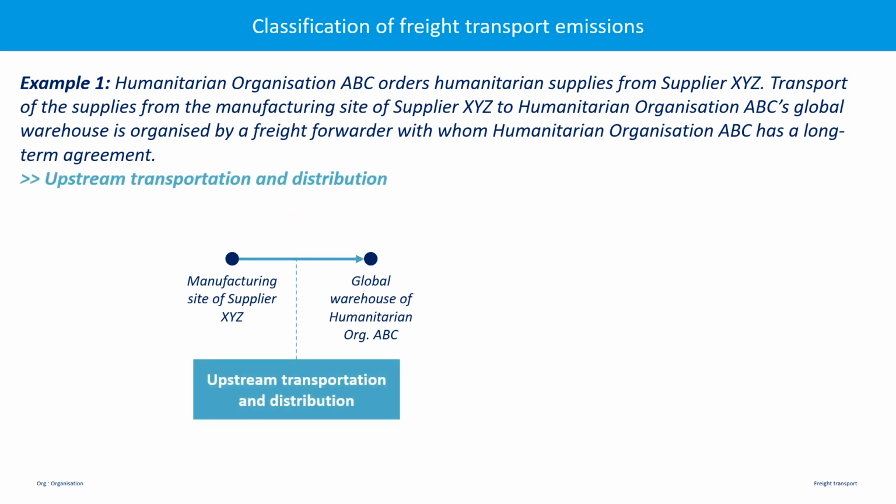Well, these emissions would fall under the upstream transportation and distribution emissions category because one, transport is done by an external party, so by vehicles not owned by humanitarian organization ABC. 2, it's a typical commercial service, so humanitarian organization ABC pays the freight forwarder for the transport. And 3, the transport happens between humanitarian organization ABC's supplier and its own warehouse.